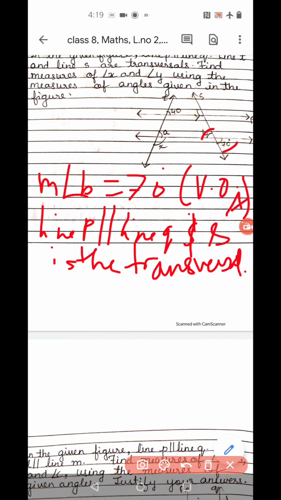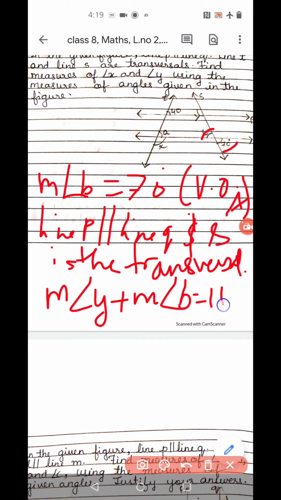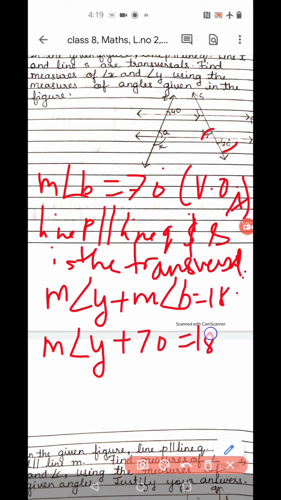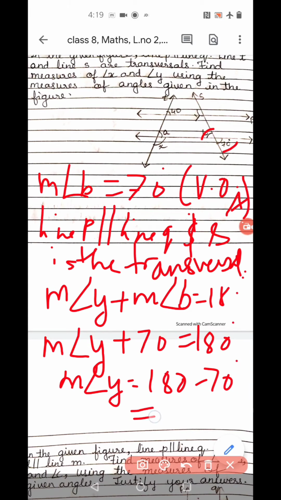So we see that measure angle Y plus measure angle B is equal to 180 degrees because they are interior angles, right? So measure angle Y plus B, which we know is 70 degrees, is equal to 180 degrees. So measure angle Y is equal to 180 minus 70 degrees, which is equal to 110 degrees. So we get measure angle X is equal to 140 degrees and measure angle Y is equal to 110 degrees.